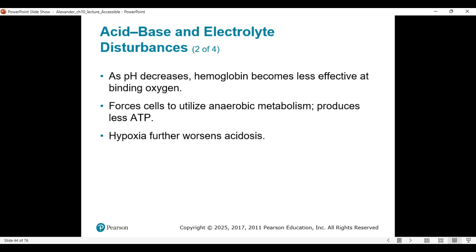As the pH decreases, hemoglobin becomes less effective at binding to oxygen. So as we get more acidic, it's becoming harder for the oxygen to bind to the hemoglobin. Once this happens, the cell's not getting oxygen, so it's forced into anaerobic metabolism, which will produce less ATP and in turn will produce lactic acid. This is how it worsens the acidosis, because now you've got lactic acid.